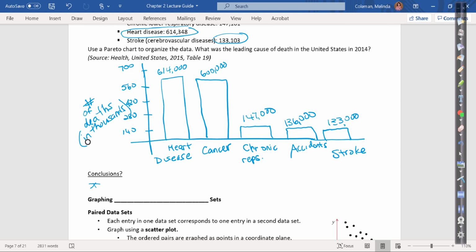And so you can say things like heart disease is, or contributes, probably a better word, to more than 3 times, I guess we should say, deaths.